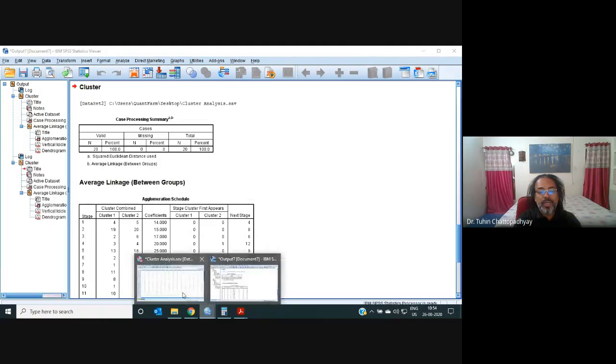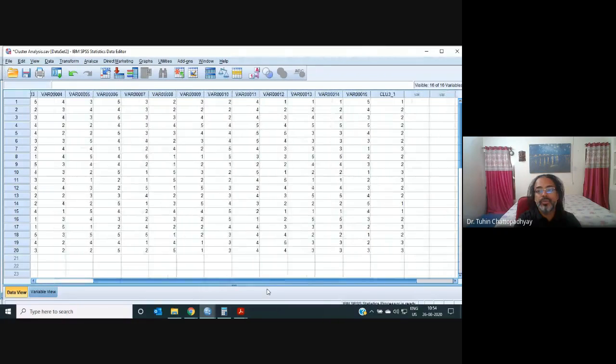So if we come back to the data set, we will find that all these 20 members belong to one of the 3 clusters, 1, 2, or 3. So you are also able to figure out which particular member is belonging to which particular cluster. So that's one thing, but the story doesn't end there.